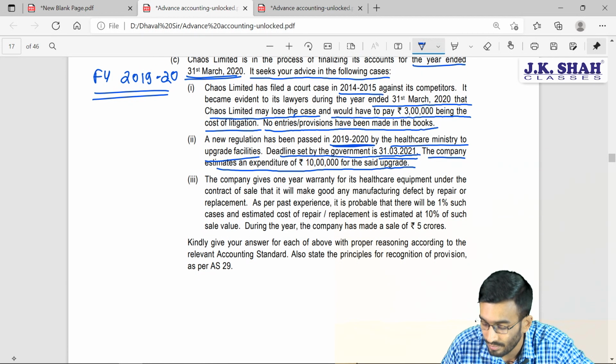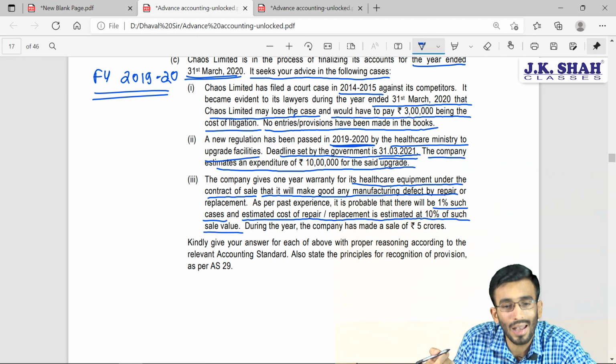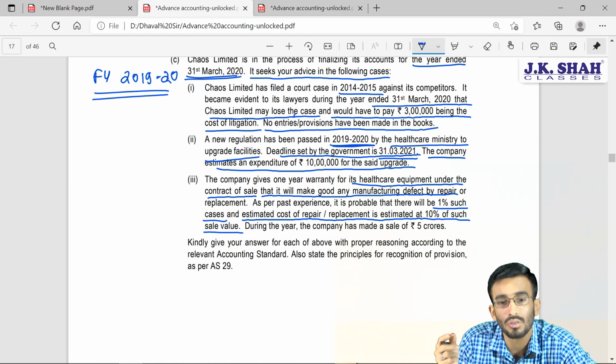Third one and the last one: the company gives 1 year warranty for its healthcare equipment under the contract of sale that it will make good any manufacturing defect by repair or replacement. As per past experience, it is probable that there will be 1% such cases, and the estimated cost of repair or replacement is estimated at 10% of such sale value. How to calculate? They have mentioned that based on the sale value, 10% of such sale value will be considered as the cost of repair or replacement.